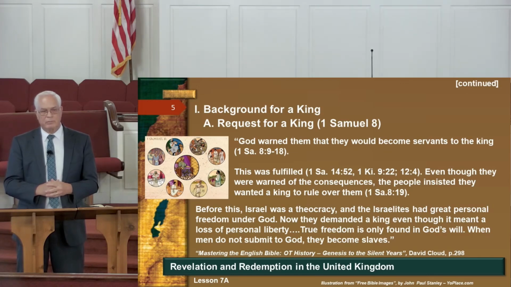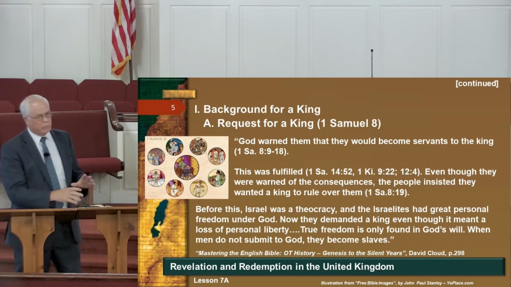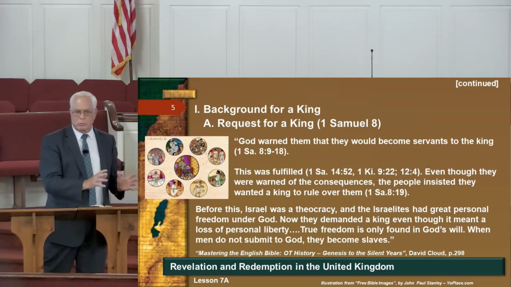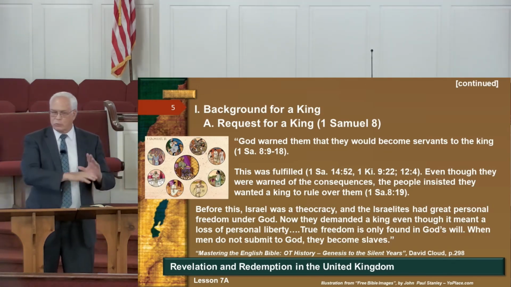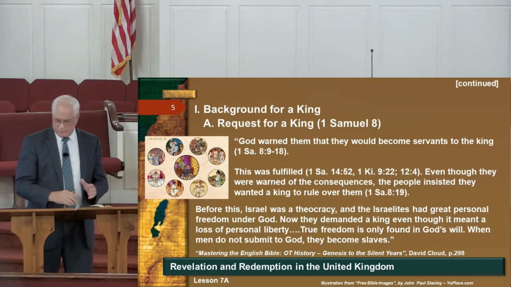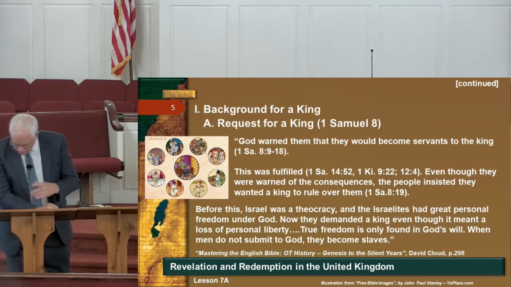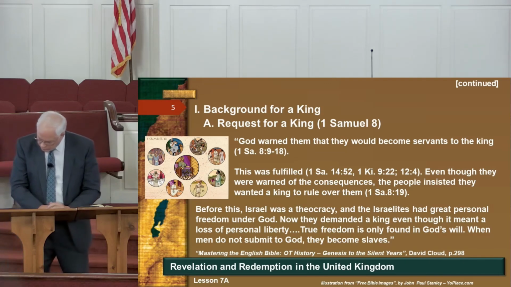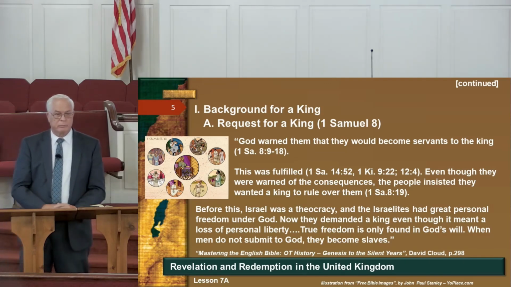Yeah, definitely. We see that happening in churches with people. This church is doing this. Why don't we do it like that? Is that the way the Lord wants it done? What does the scripture say? How it's done. And that's a good point here. True freedom is only found in God's will. When men do not submit to God, they become slaves.